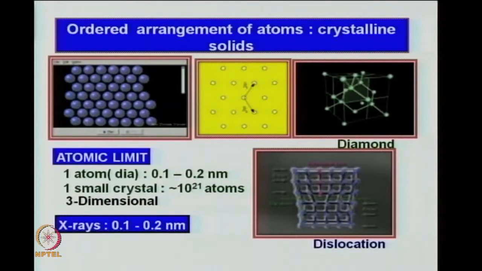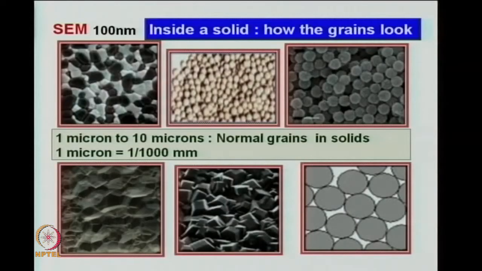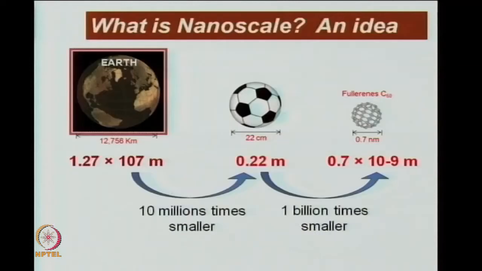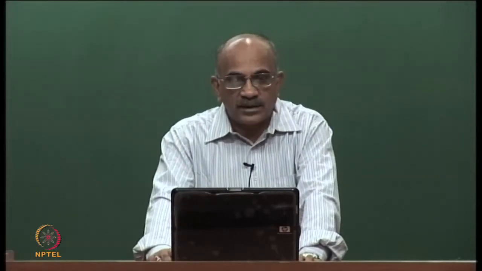However, in between this atomic limit and the micron-sized limit, which can be seen using a scanning electron microscope, there is a regime which is the nanoscale, which we are discussing in this course. So, what is this nanoscale? To give you an idea of this nanoscale, which is of the order of 1 to 100 nanometers, let us understand how small a nanometer is.